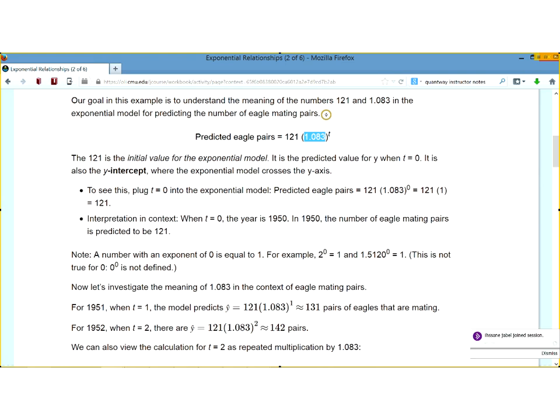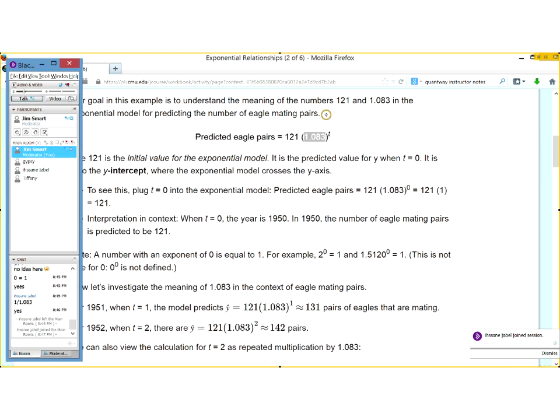The other thing is you don't want it to be exactly equal to 1. Because 1, get ready on your chats here, 1 to any power is 1. That's right. 1 to any power is 1. It doesn't matter. So if I stuck a 1 where that 1.083 is, I might as well just say the predicted number of equal pairs is 121, no matter what year it is. It would just be a horizontal line. So that wouldn't be very interesting either. So basically, that number is always going to be positive, and it's never going to be 1.